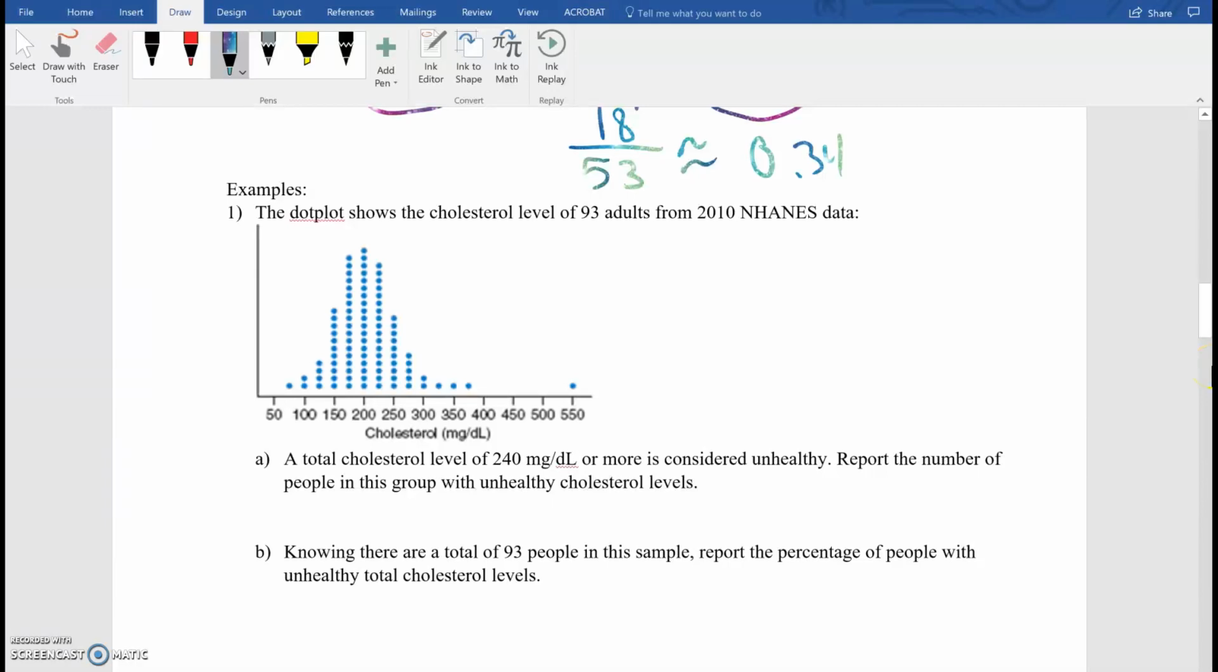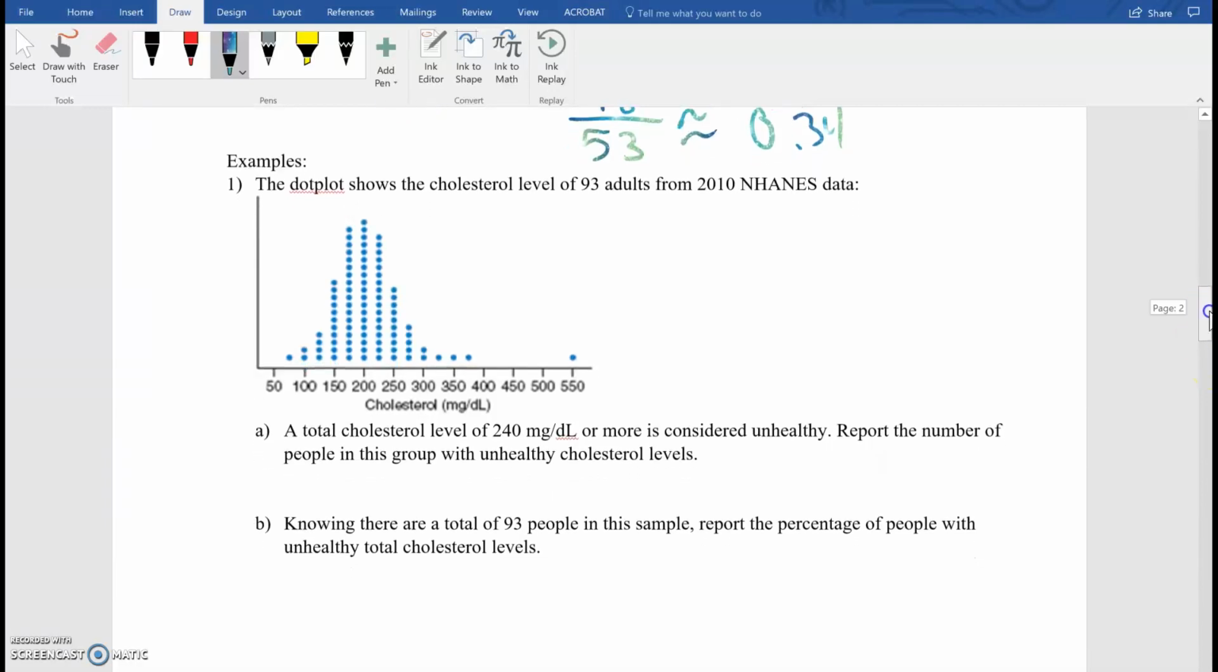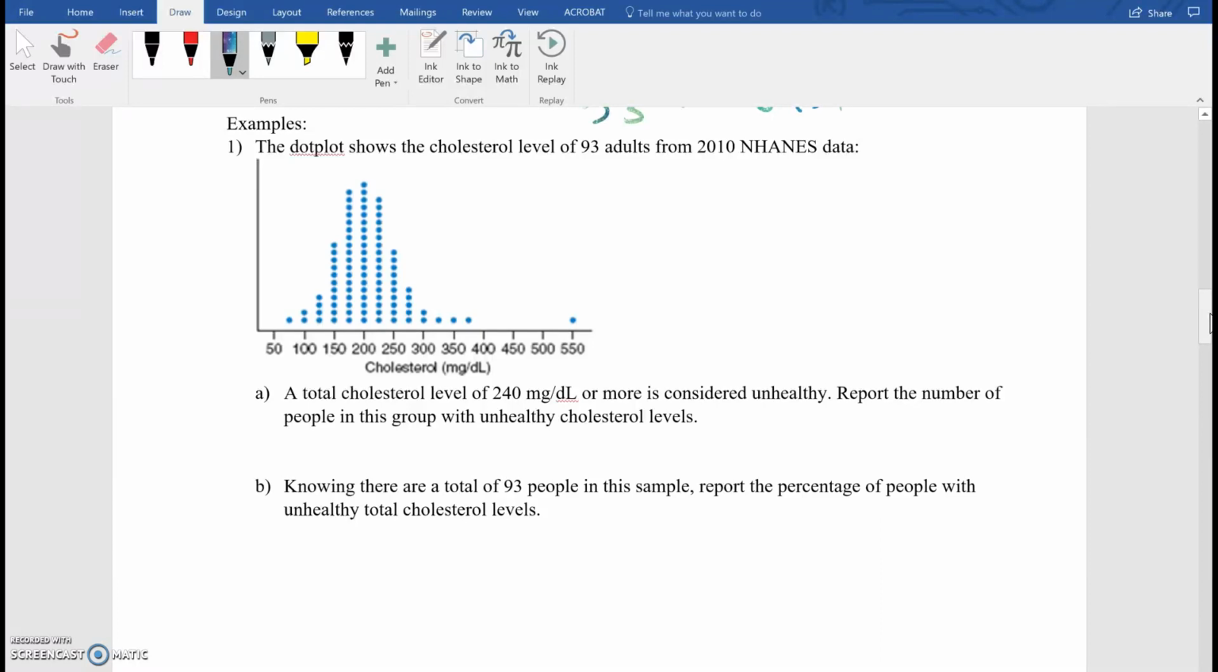Okay, let's do some examples. All right, so here's a dot plot. These are questions that could potentially be on your exam. What I really want you to do is be able to read the graph and answer some basic questions. There's not a lot of really difficult math. Most of it is either arithmetic or percentages.